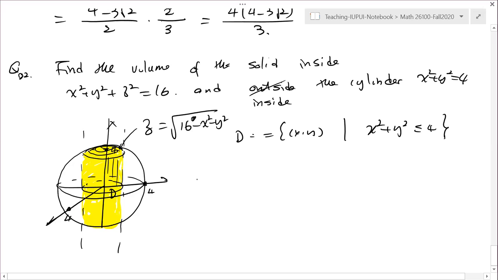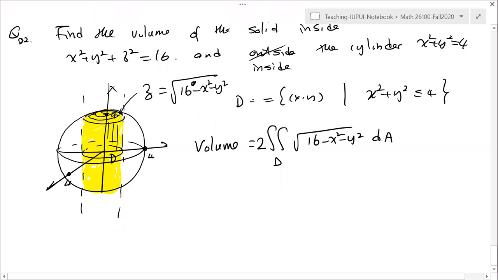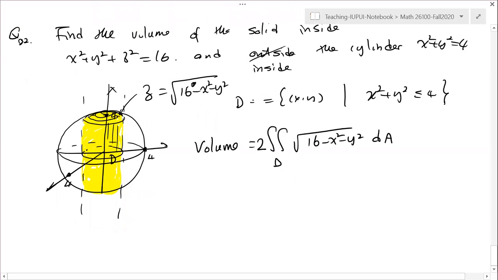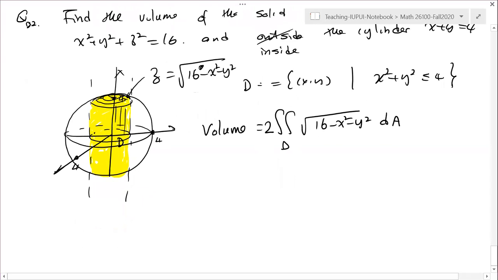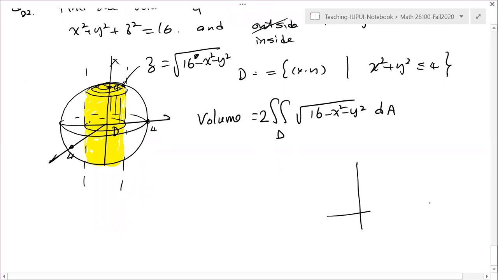So this volume is going to be the double integral, but you have to multiply by 2 because this double integral only gives the volume under the sphere, above the D. So this is just 16 minus x squared minus y squared and dA. We evaluate this integral over the disk. Once you set up this double integral for the volume, the next part is to focus on this double integral. Forget this 3D picture. So this is a disk. This is D. Here's 2.